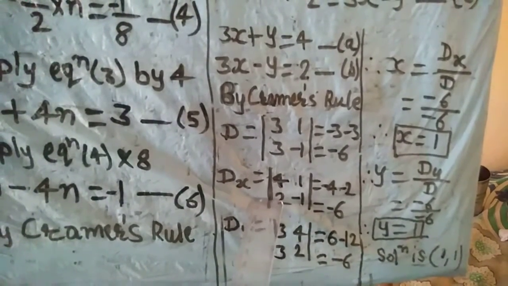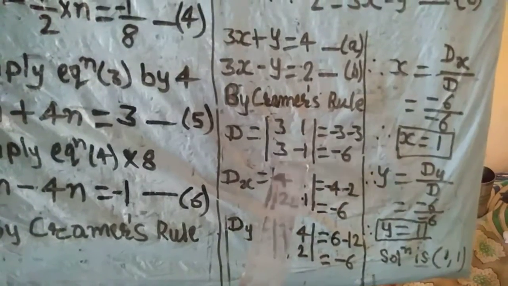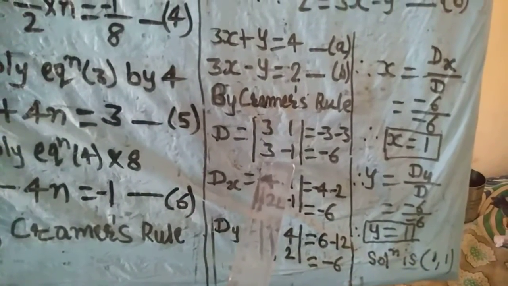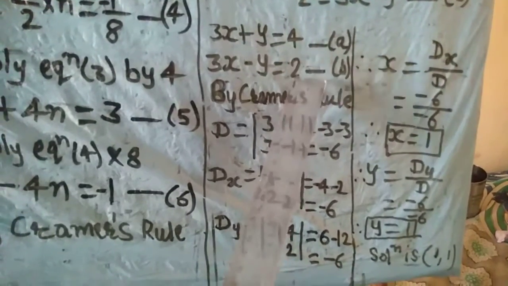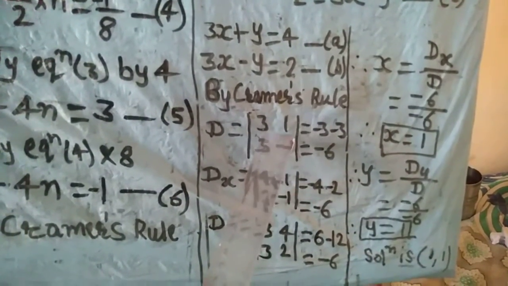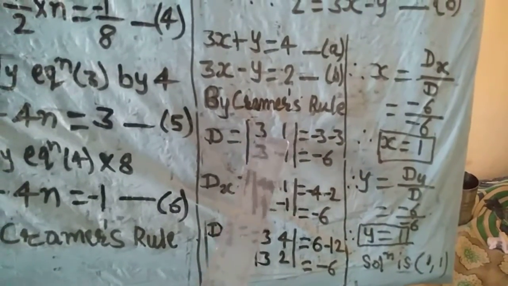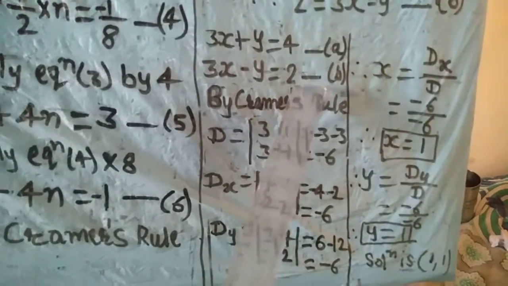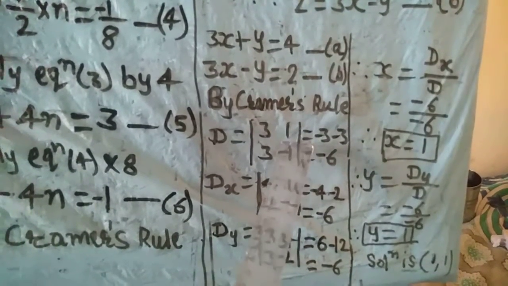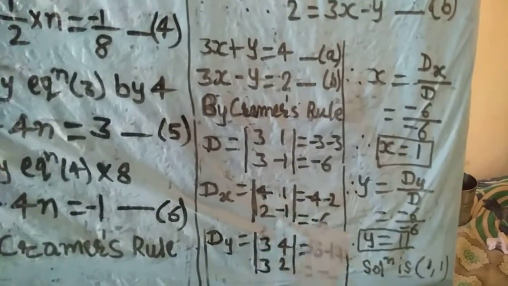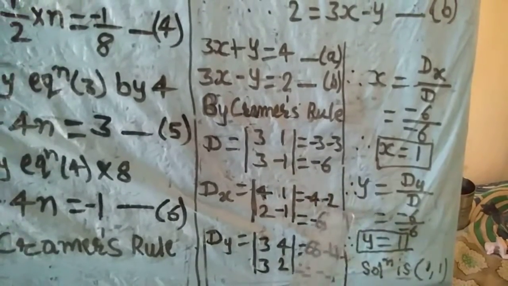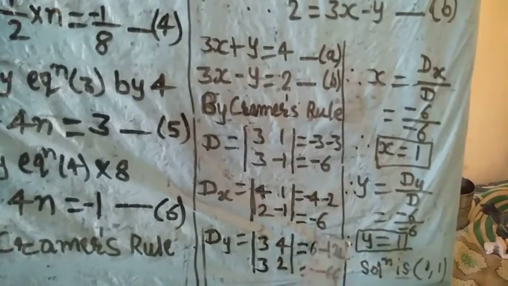Now dx. Eliminate the column of x by using the constant terms. Here constant terms are 4 and 2. So replace the column of x by using 4, 2 and keep the y term as it is. Y terms are 1, minus 1, so keep as it is and solve it. 4 multiplied with minus 1 minus 4 minus 2 is equal to minus 6.